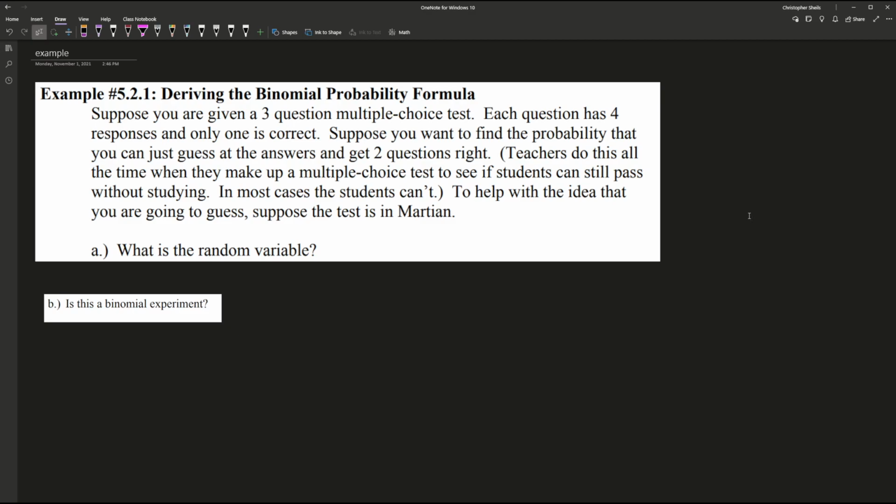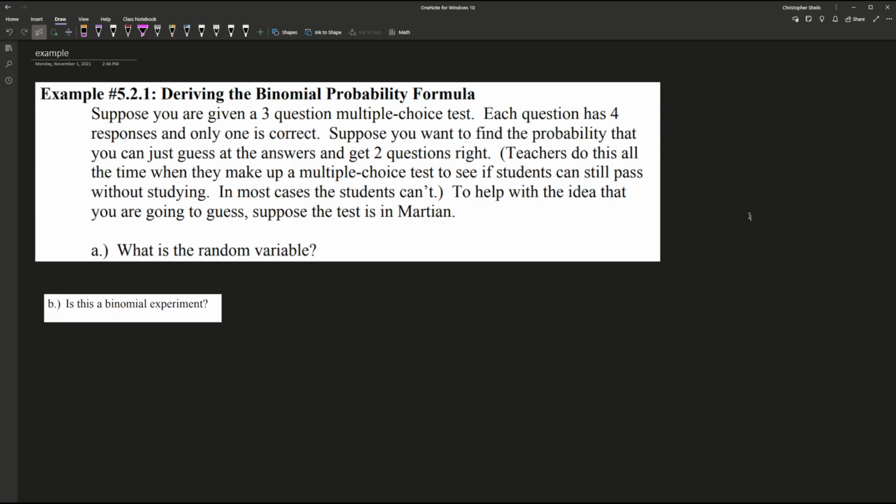It says here, teachers do this all the time when they make up a multiple choice test to see if students can still pass without studying. In most cases, the student can't. And in fact, certain tests like the SAT are balanced out so that if you end up guessing for all of your answers, typically you net 0 points on average.